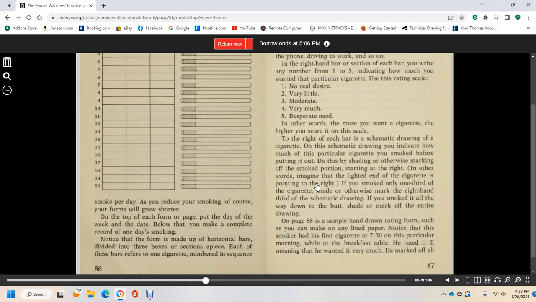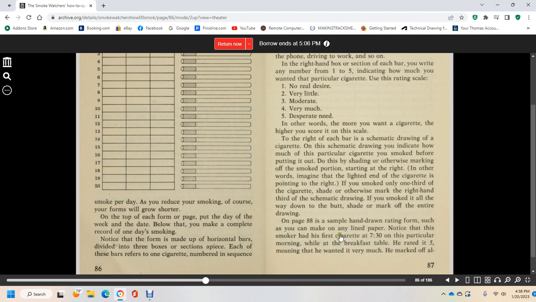To the right of each bar is a schematic drawing of a cigarette. With this drawing you indicate how much of that particular cigarette you smoke before putting it out. Do this by shading or otherwise marking the smoked portion, starting at the right. In other words, imagine the lit end of the cigarette is pointing to the right. If you smoked only a third of a cigarette, shade or otherwise mark the right-hand third of the cigarette drawing. If you smoked all of it, shade or mark the entire drawing. On page 88 is a sample hand-drawn rating form, which you can make with lined paper.